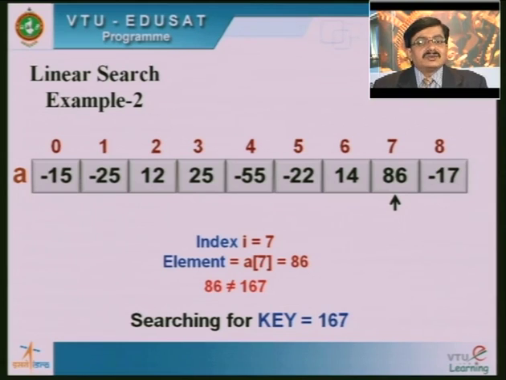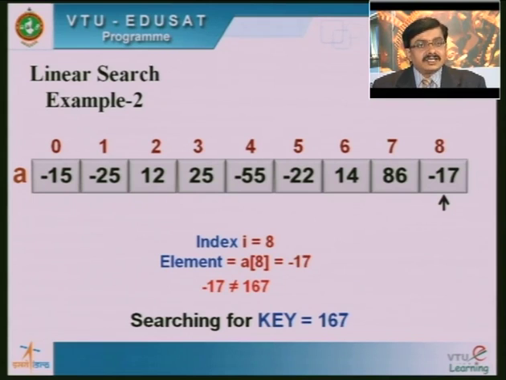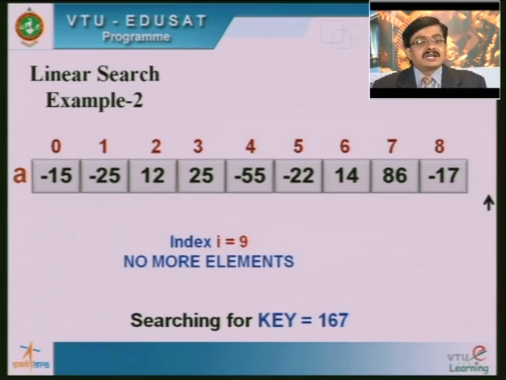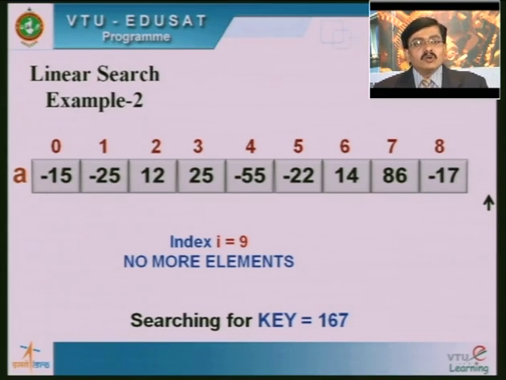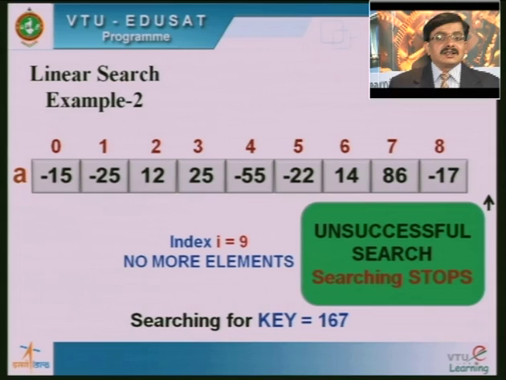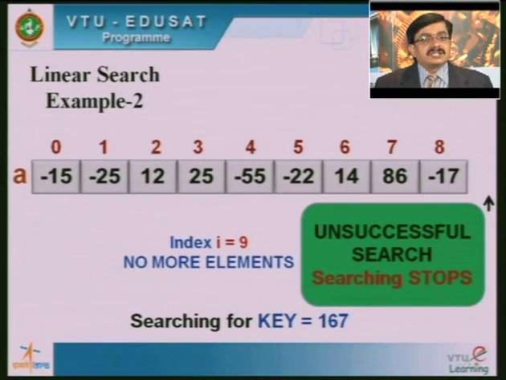Now when I is equal to 8, A of 8 is minus 17, and minus 17 is also not equal to 167. And now you have to note that the I value has become 9. It means the index I has crossed the boundary of the array. When we have crossed the boundary of an array, it means that there are no more elements to be searched in the list. So once we confirm that, we can conclude that the key element is not present in the list. As a conclusion, we can declare an unsuccessful search, and the searching stops there.